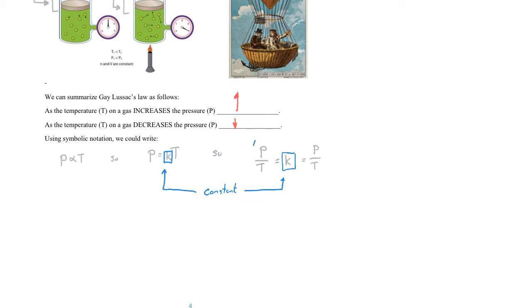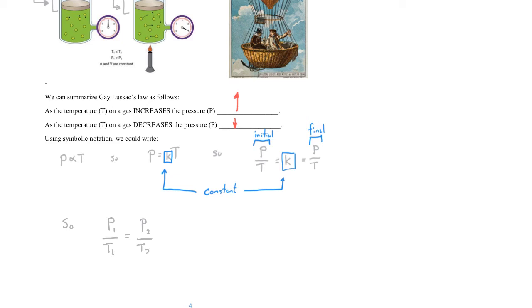So if the ratio of pressure to temperature is a constant, that means any ratio for that same gas of pressure to temperature is also a constant. So the initial ratio or the final ratio will be equal to the same thing. That means they're also equal to each other. So we can write down Gay-Lussac's law like this.